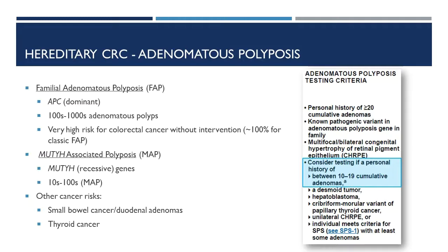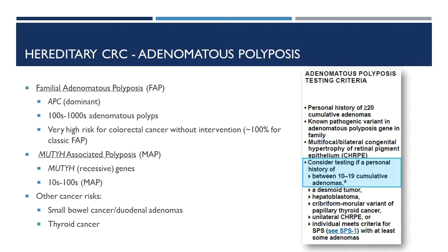MUTYH-associated polyposis, or MAP, is an autosomal recessive condition caused by mutations in the MUTYH gene. MAP typically presents with a milder phenotype compared to FAP, averaging tens to hundreds of polyps. MAP carriers, that is those with monoallelic MUTYH mutations, may have a slightly elevated risk for colon cancer as well. These conditions are also associated with extracolonic manifestations such as upper GI cancers and tumors, and thyroid cancer in the case of FAP. A genetics evaluation is indicated for all individuals with a personal history of over 10 cumulative adenomas or any of the extracolonic manifestations listed here.